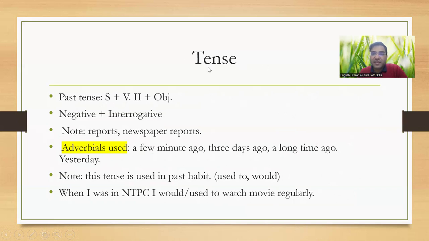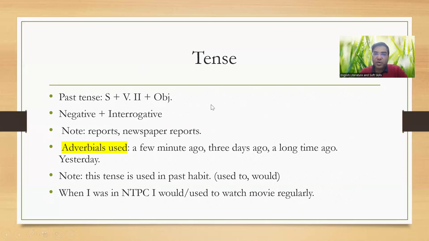Now the second tense is past tense. Past has four parts, as we have seen in the present tense: past simple, past continuous, past perfect, and past perfect continuous. The past simple structure is subject plus verb second form plus object. As I told you in the present simple tense, if you want to make the negative of past simple, you have to use did.